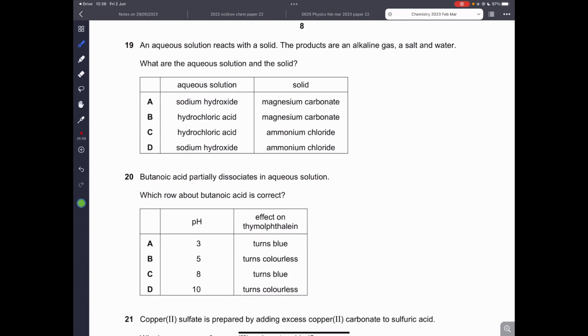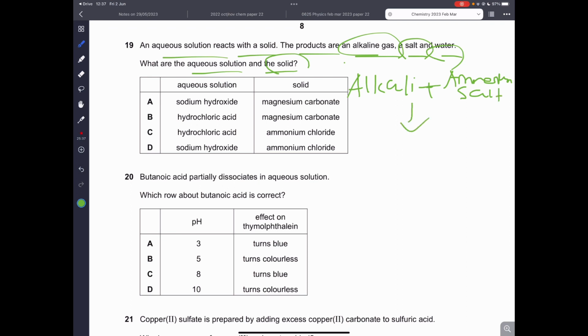Question 19. An aqueous solution reacts with a solid. The products are an alkaline gas, a salt, and water. What are the aqueous solution and the solid? Well, the solid reacts with the aqueous solution. Remember, which produces an alkaline gas and water? Well, this is only possible if the reaction is done with an alkali or a base plus an ammonium salt.